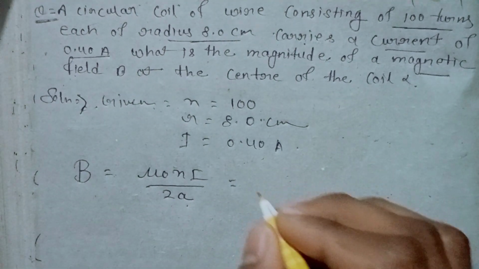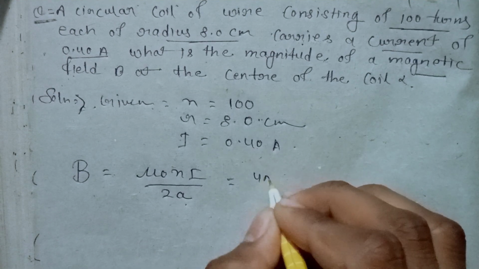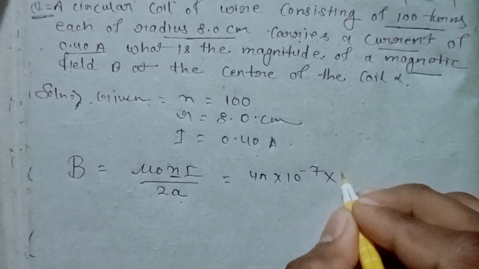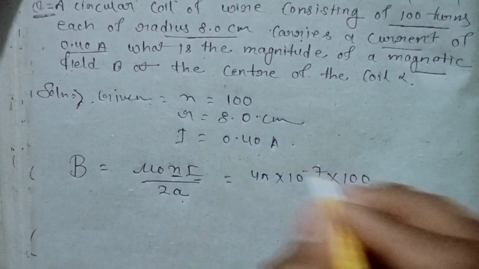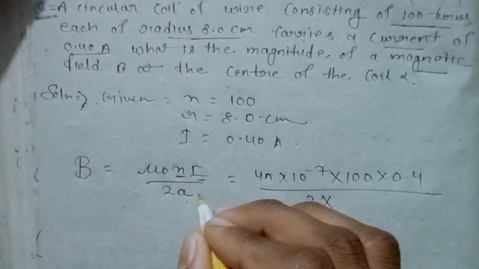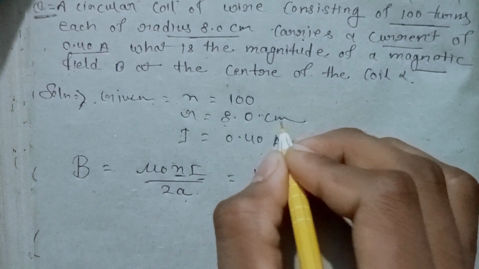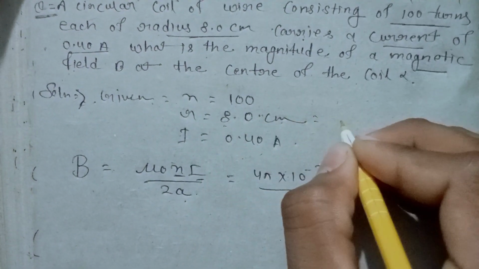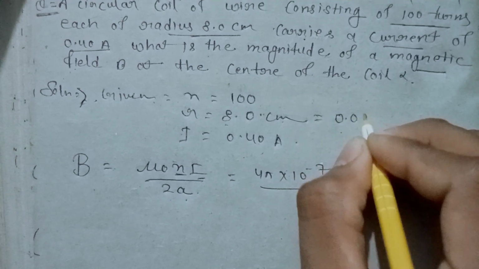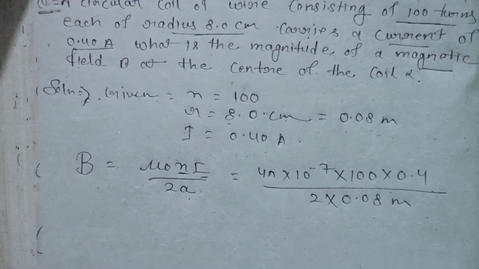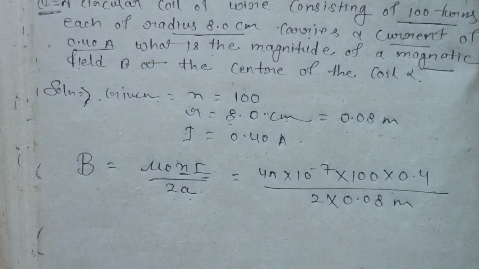So what is the value of mu naught? We know that the value of mu naught is 4 pi into 10 to the power minus 7, the number of turns N is given as 100, and I is also given as 0.4, and in 2a, the radius is given in centimeter, but we always calculate in meter. So we know that 8 centimeter is equal to 0.08 meter. Now here we put 0.08 meter.